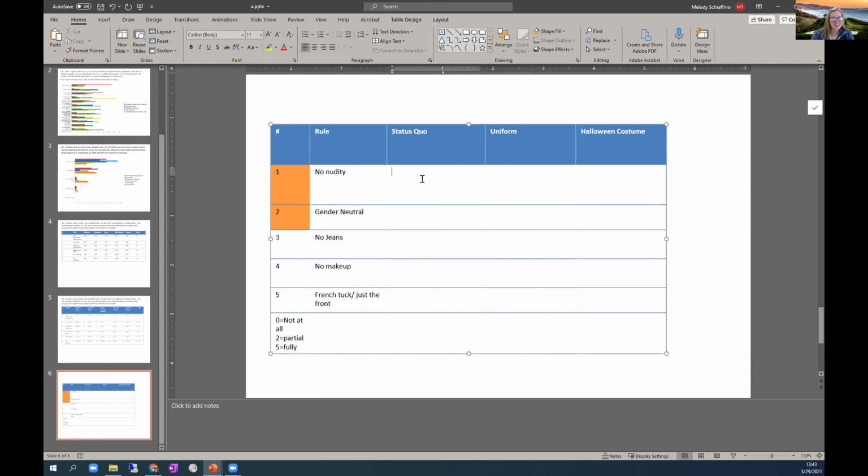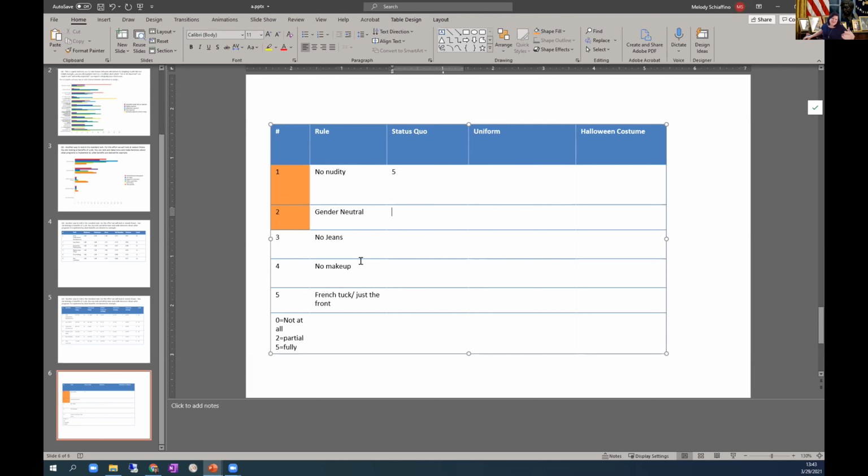Sure. Okay, so currently, based on the status quo for everybody in general, would you say that the status quo option, meaning what we're doing now, fits our decision rule? Based on the no nudity one? Yeah, then yes. So it would be fully, right? Is it fully, partially, or does not at all meet our rule? Does everybody understand it fully meets our rule? I hope it's fully.